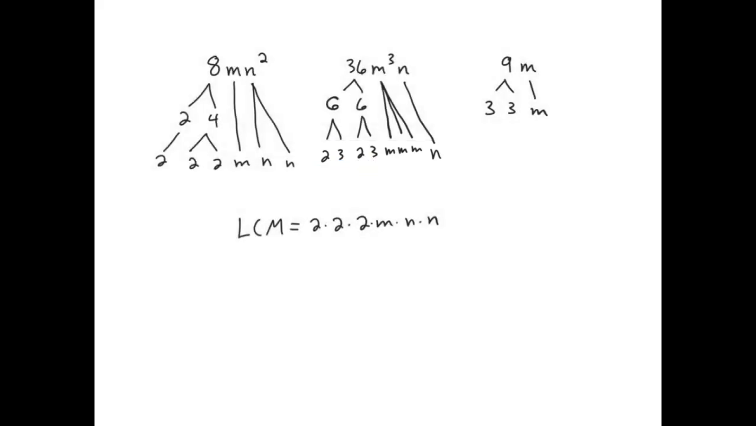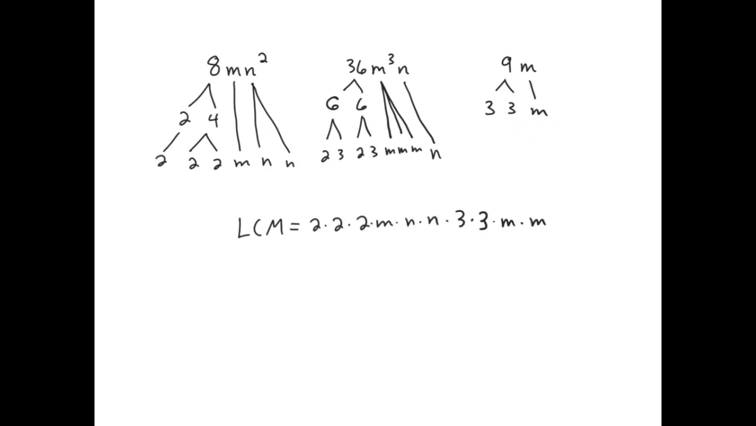Now the next one tells me I need 2 2's, 2 3's. I've got the 2's taken care of, but it looks like I'm going to need to add the 3's to my list. Then when I look at the variables, it tells me I need m 3 times. I've only got it once, so I need to put 2 more m's down. It says that I need 1 n, and that's covered. Now going over to the next number, it says I need 2 3's and an m. Well, here's 2 3's and an m. So there's nothing I have to add to my list because of this third term.